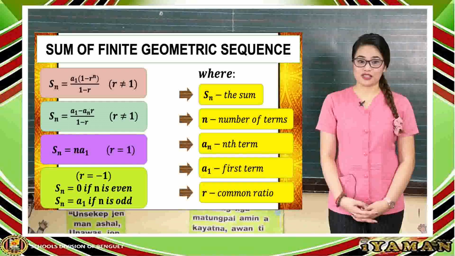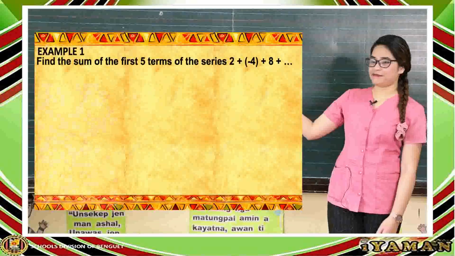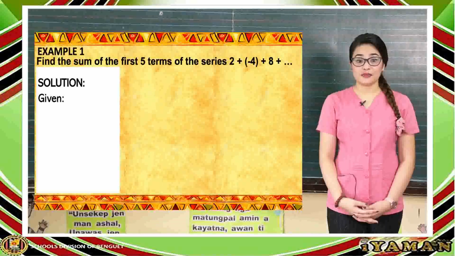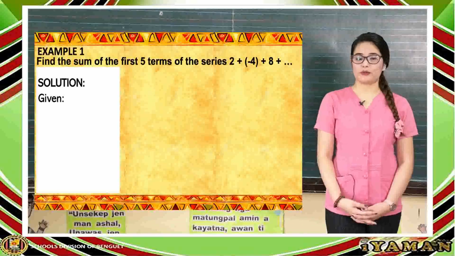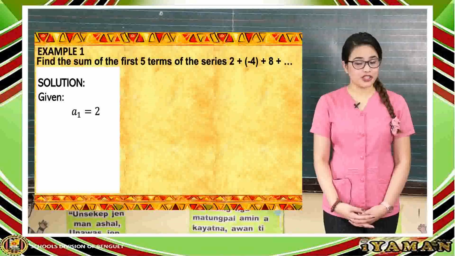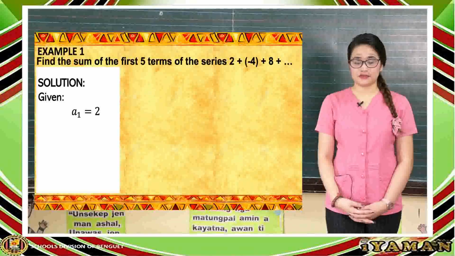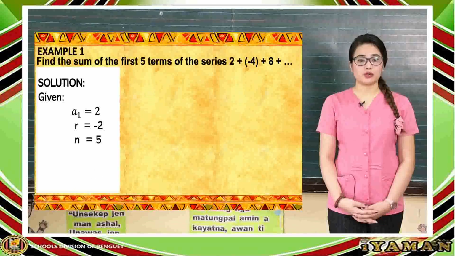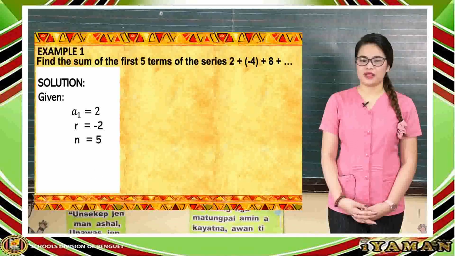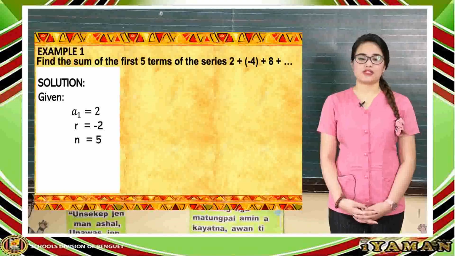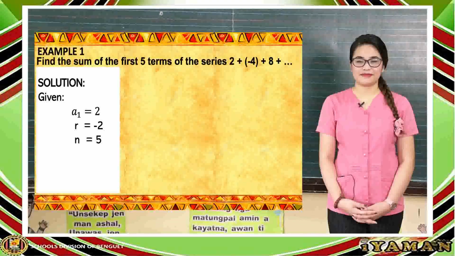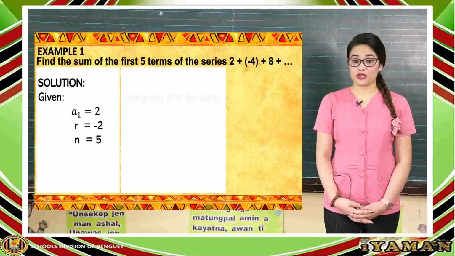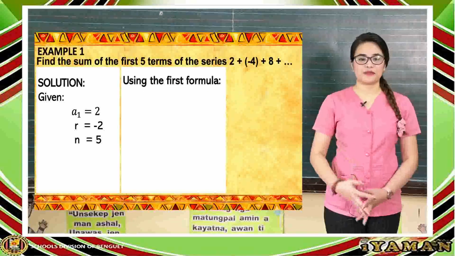Let's have examples. Here we go. Let's begin by identifying what we know. We know the first term, which is 2, the common ratio, which is -2, and the number of terms, which is 5. So what formula should we use? You're right, we will use the first formula.